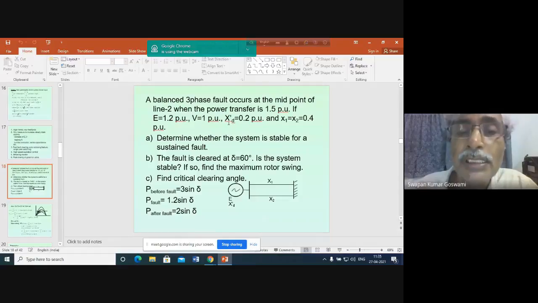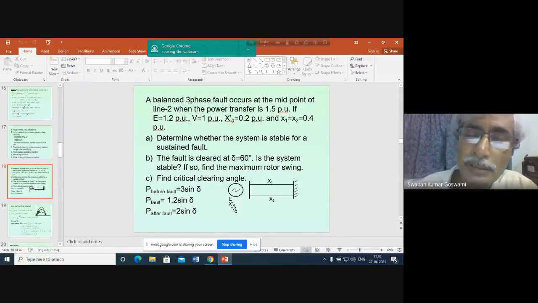Because here the generator is represented by generated voltage in series with transient reactance. It is Xd prime. Xd prime is the transient reactance. Why is it Xd? Because basically this generator is a salient pole machine generator. That's why they are giving the direct axis transient reactance.